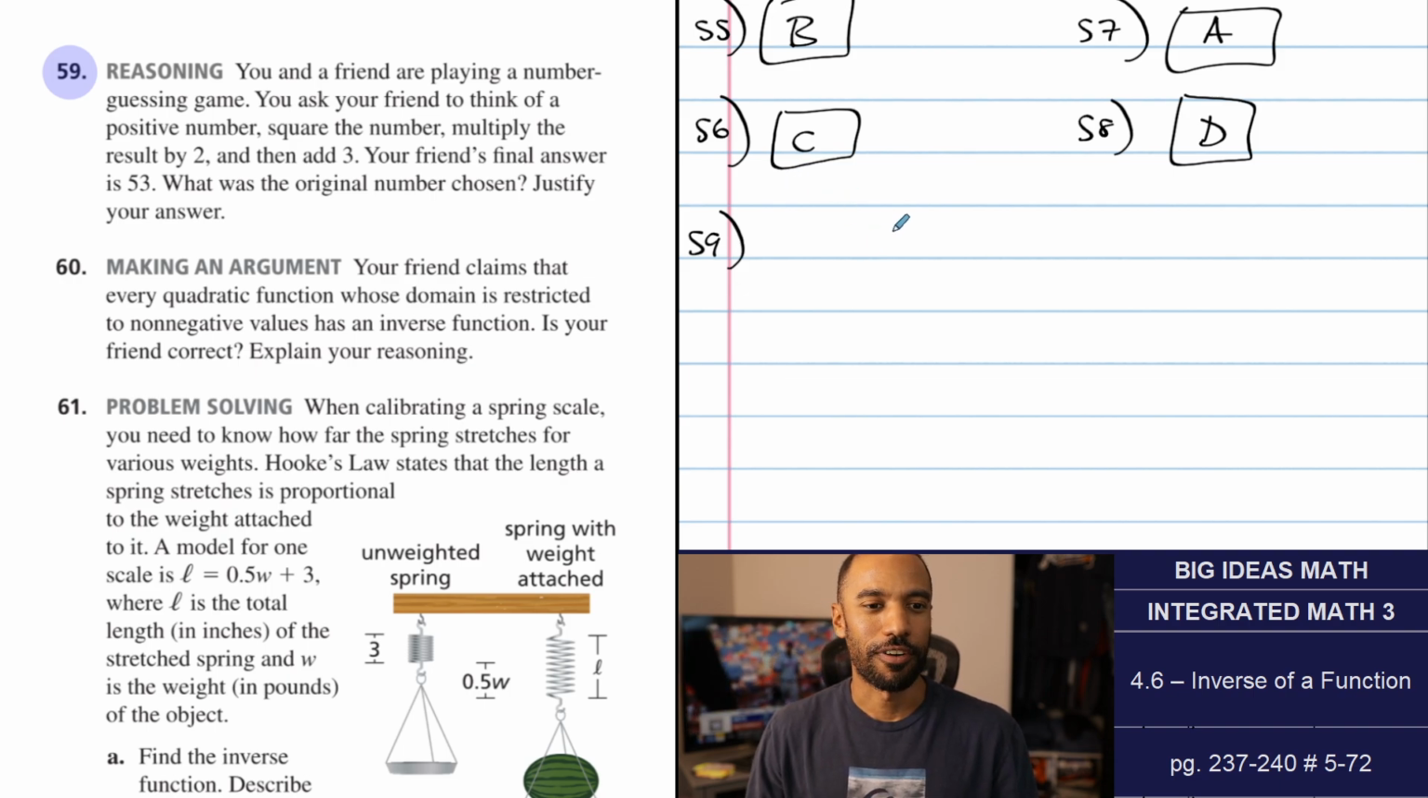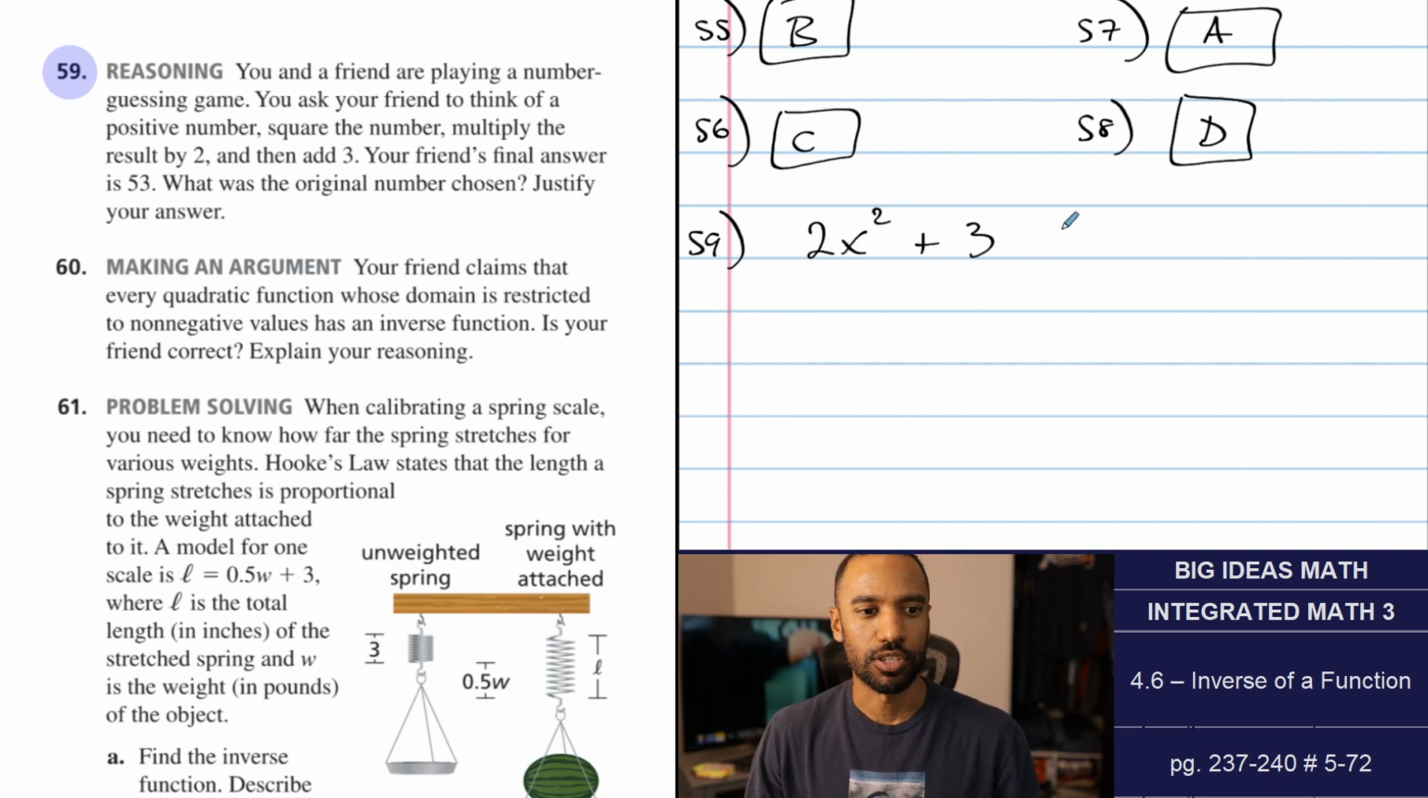Anyway, you and a friend are playing a number game. You ask your friend to think of a positive number. Okay, well, think of an x. x is greater than 0, right? You square the number. I think that's why they're saying to think of a positive number, because if you square a negative, it'll still turn positive. Square the number. Multiply the result by 2. Then add 3.